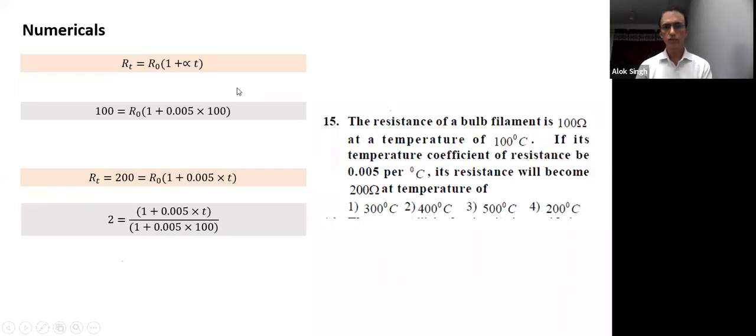Okay, so this is nothing but simple substitution. First information, second bit of information, write this value, take the ratio, R naught gets deleted, and we can calculate the value of T.